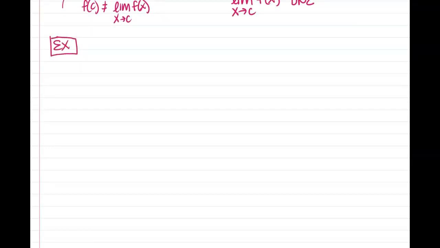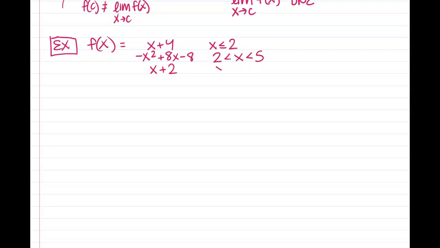So let's say we have the function f of x equals x plus 4 when x is less than or equal to 2, negative x squared plus 8x minus 8 when 2 is less than x is less than 5, x plus 2 when x is greater than or equal to 5. So for the continuity test, essentially we're seeing, is this continuous everywhere? But we're going to check at 2 and at 5.